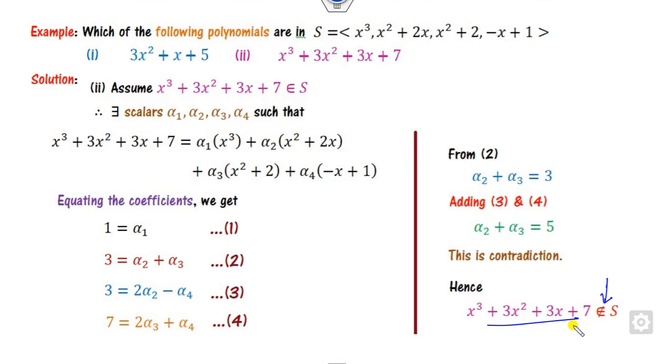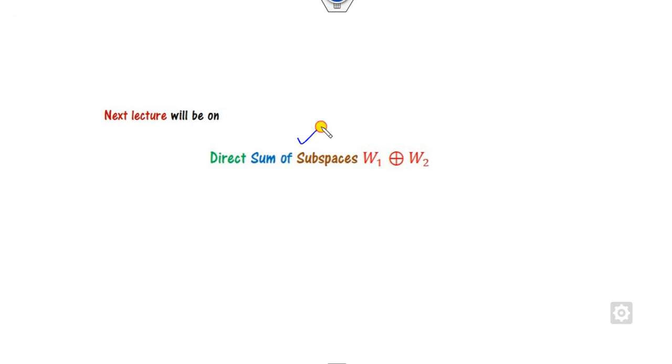So this is the way you can solve the problems of linear span and linear combinations. We will see in the next class how you can solve the direct sum of subspaces.